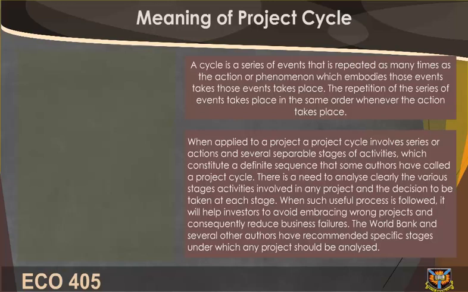Meaning of project cycle. A cycle is a series of events that is repeated as many times as the action or phenomenon which embodies those events takes place. The repetition of the series of events takes place in the same order whenever the action takes place. When applied to a project, the cycle involves a series of actions, several separable stages of activities which constitute a definite sequence that some authors have called a project cycle.